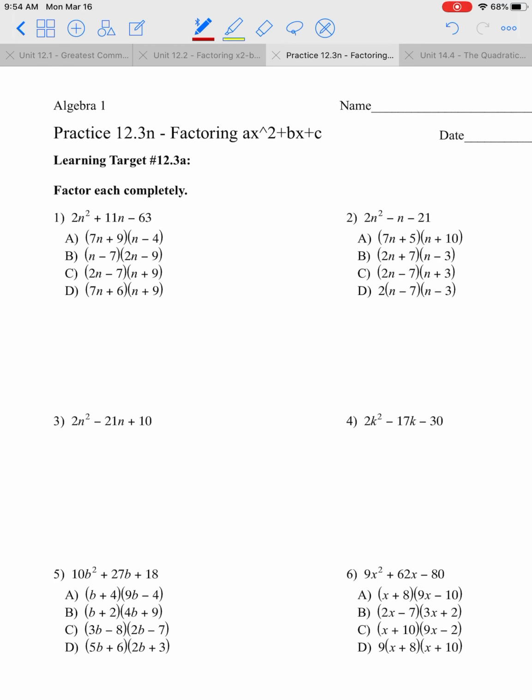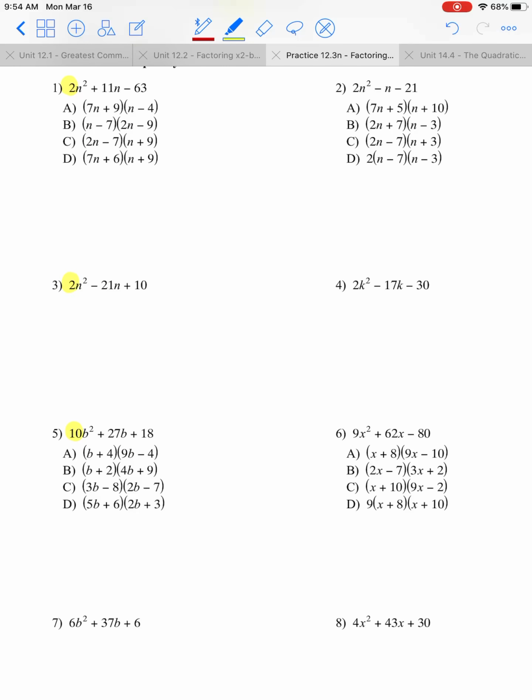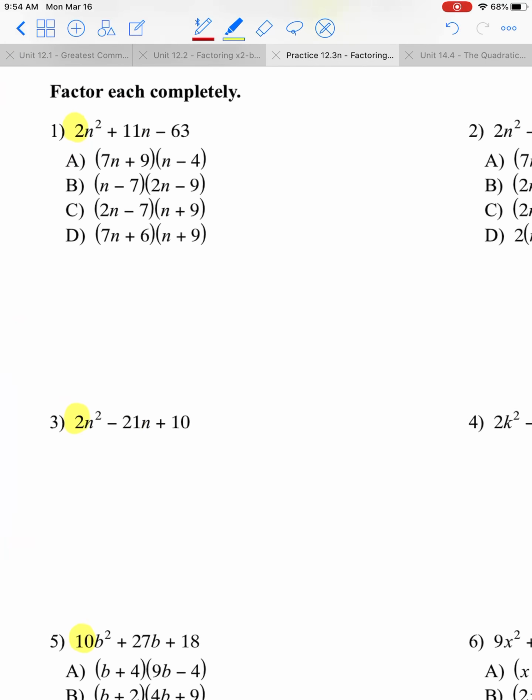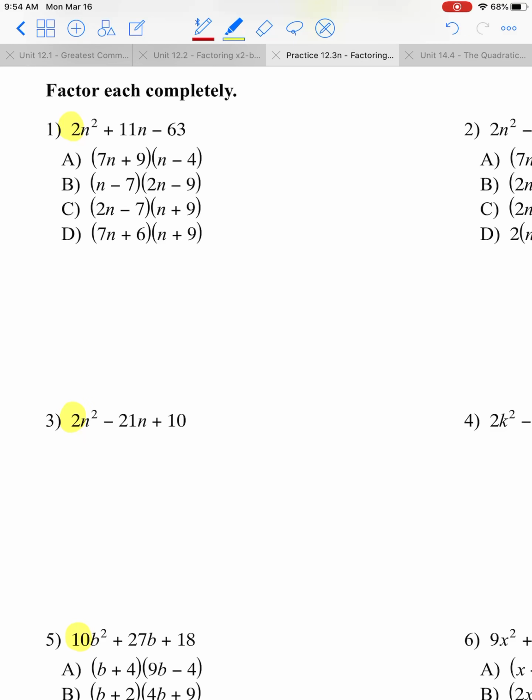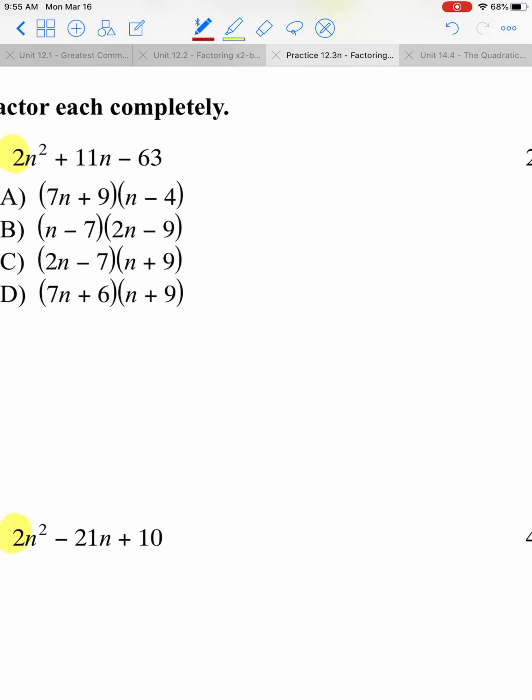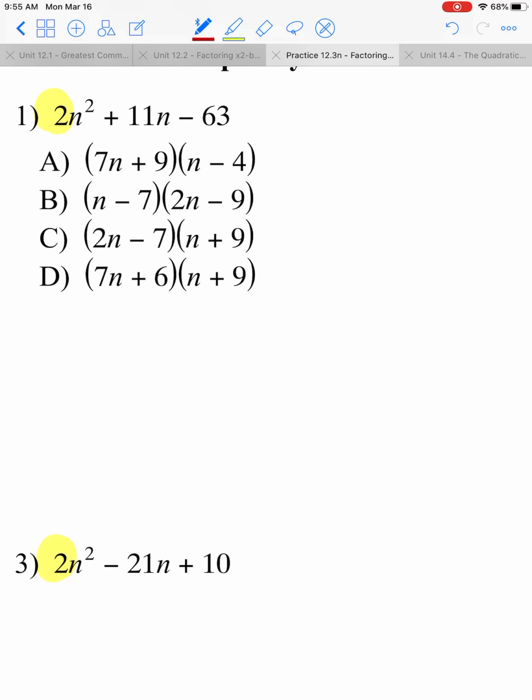In 12.2, I showed you how to use the box method. That's what we're going to be using here, but the main difference is we're not dealing with x squared plus bx plus c. We're dealing with questions that have a number in front of that squared term, as you can see here that I've highlighted. We're going to walk through them, and I think this will clear up any questions you have about this, but the first thing we have to do is just add another step, all right?